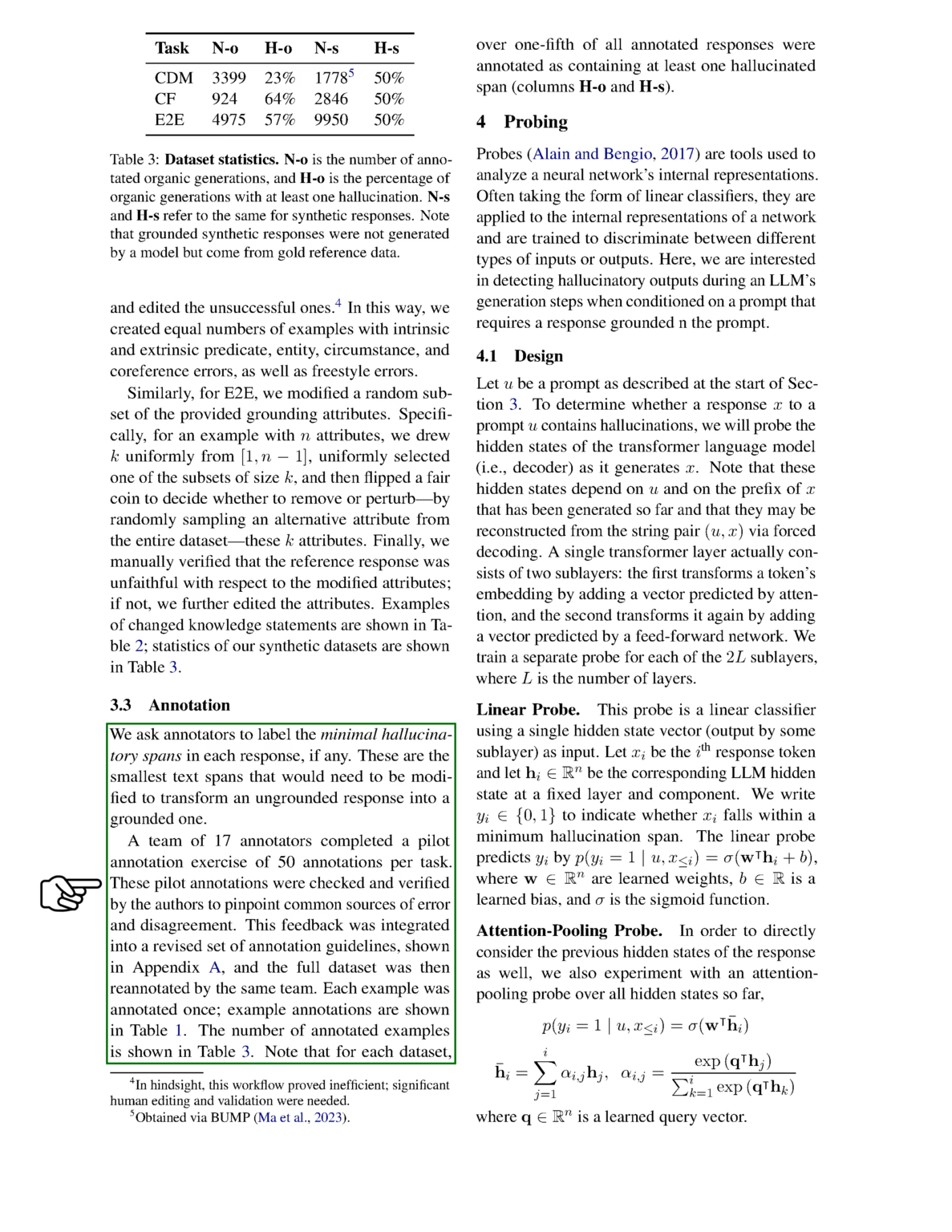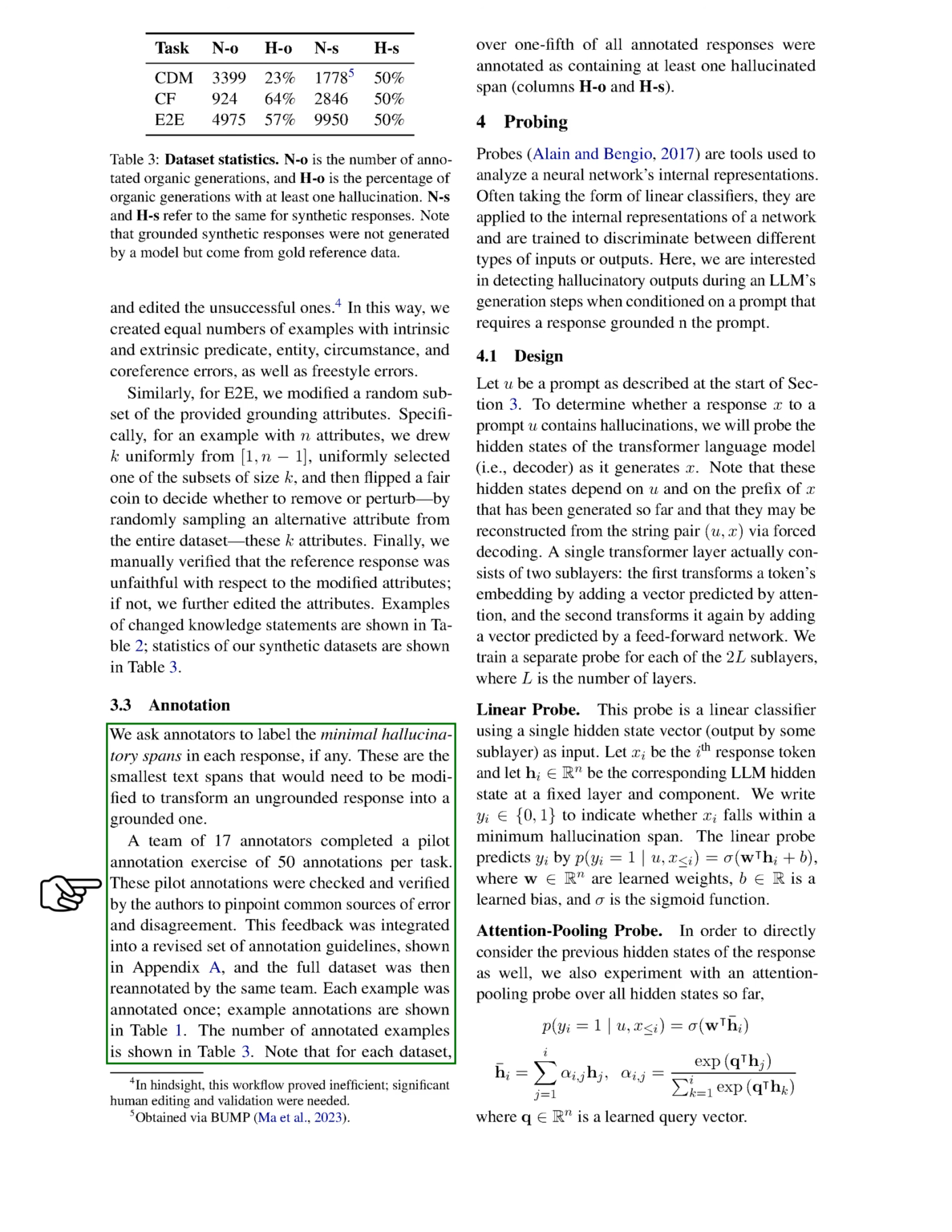Next, we asked annotators to label the minimal hallucinatory spans in each response, if any. These are the smallest text spans that would need to be modified to transform an ungrounded response into a grounded one. A team of 17 annotators completed a pilot annotation exercise of 50 annotations per task. These pilot annotations were checked and verified by the authors to pinpoint common sources of error and disagreement.